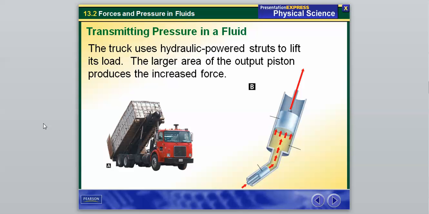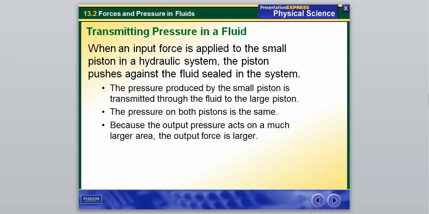And again, kind of going even backwards, so I'm going to go one more slide and then we'll come back to make this all make sense. It says when an input force is applied to the small piston in a hydraulic system, the piston pushes against the fluid sealed in the system. So we're going to go back to this one. This is right here.